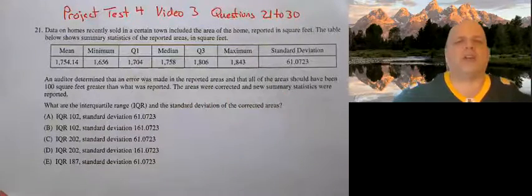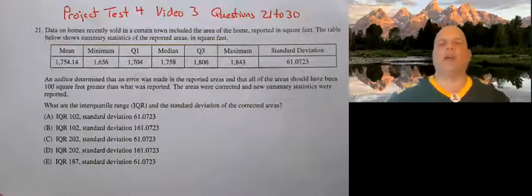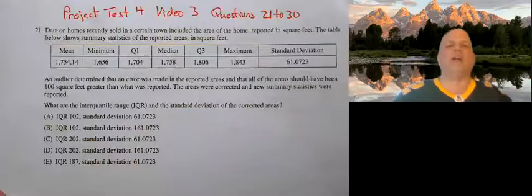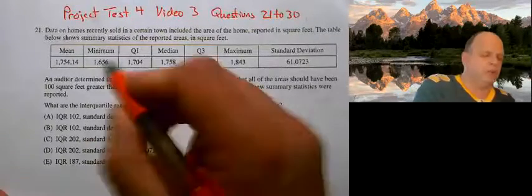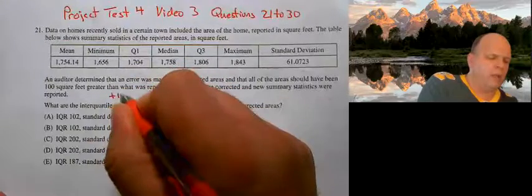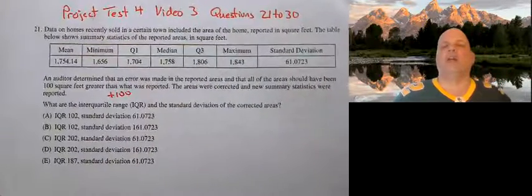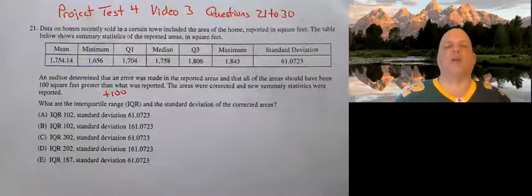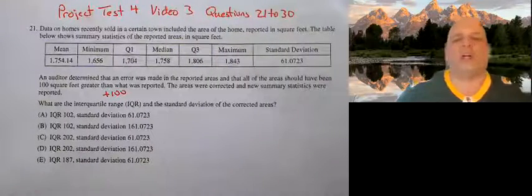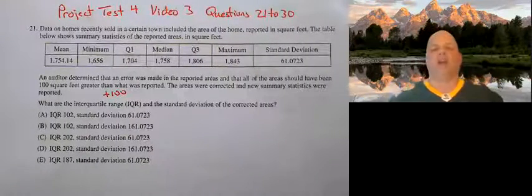An auditor determined that an error was made in the reported areas and that all the areas should have been 100 square feet greater than was reported. So they should go back and add 100 to every single value. The areas were corrected and new summary statistics were reported. What were the interquartile range and the standard deviation of the corrected areas?